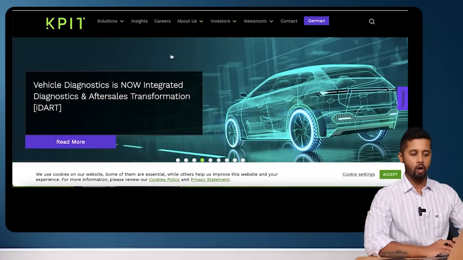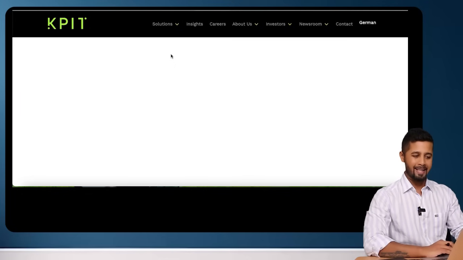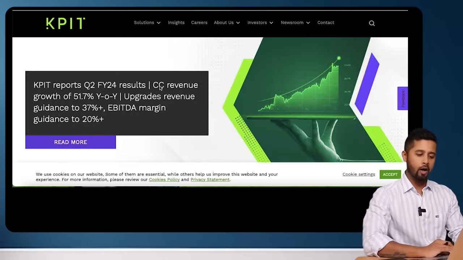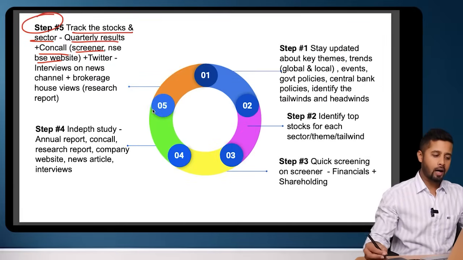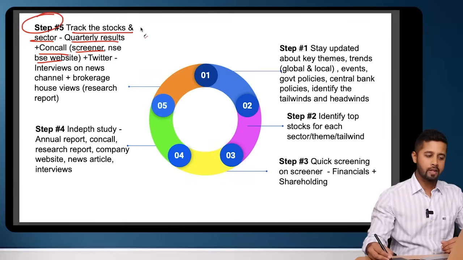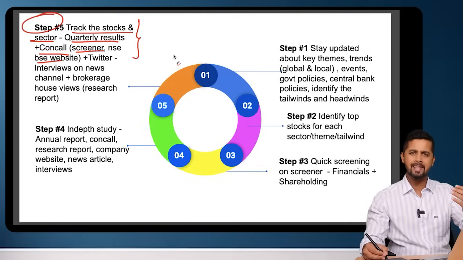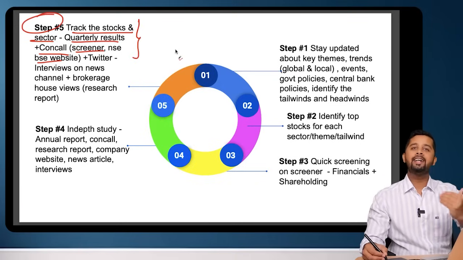So you will get all the documents on the company website as well. I hope you got a fair understanding. Now, like I said, you have to keep track of this stock. If the company has given a good result, then you should know what factors contributed to the growth. If a company has not given a good result, then you should know what factors resulted in degrowth.